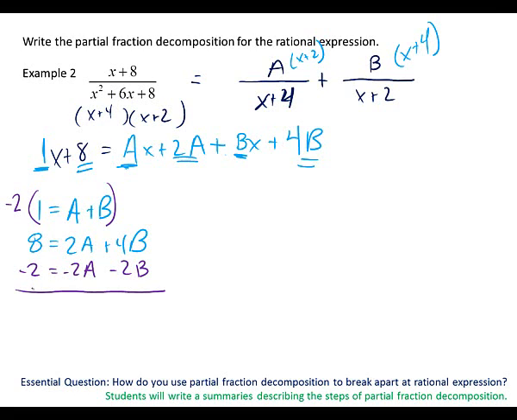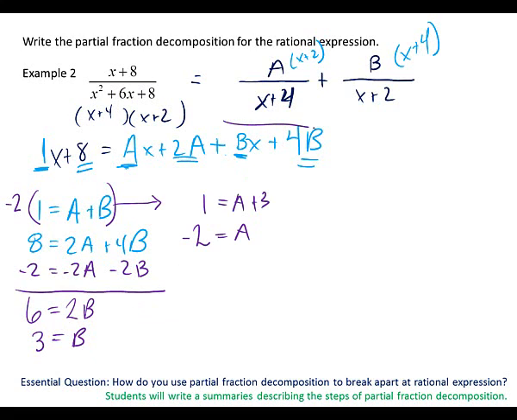All right. What's 8 minus 2? 6. The A's are gone. 4B minus 2B is 2B. And divide by 2, what do we end up with? 3. Okay, so I still have to solve for A. I'm going to choose to go into this top one here. So 1 equals A plus 3. So A is equal to what? -2? Everybody okay with that? Because I heard like 4 different answers.